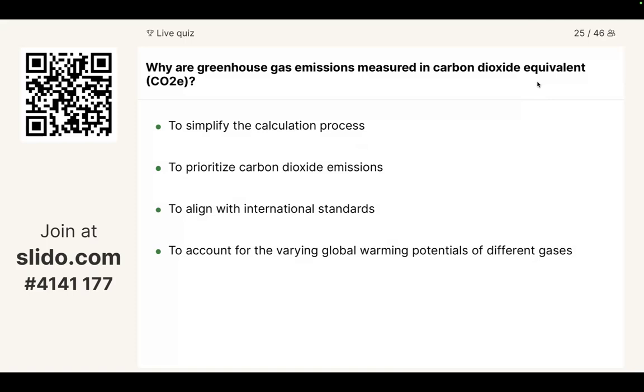Now, whoever has attended our yesterday session, they know it. But still, everyone, give a try. Why do people convert all the gases in terms of carbon dioxide equivalent? What is the reason you think is there?